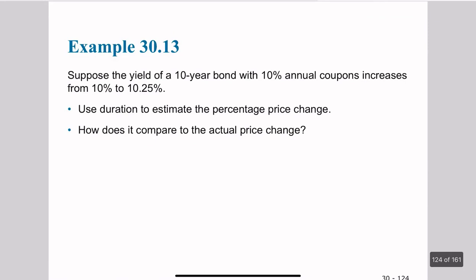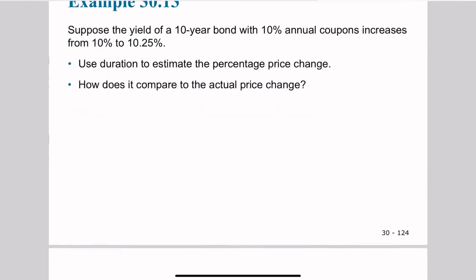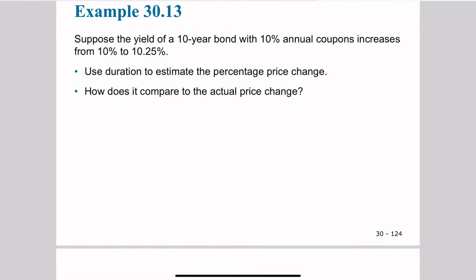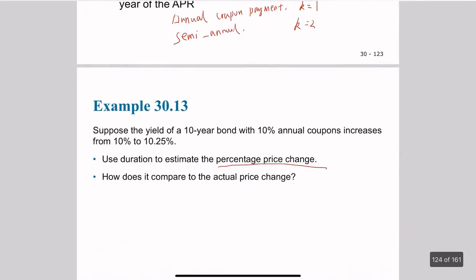Okay, let's look at this example here. Suppose the yield of a 10-year bond with a 10% annual coupon increases from 10% to 10.25%. Use the duration to estimate the percent price change. That's the first question. The second question is, how does your calculation compare to the actual price change? Well, the first one asks about the percent price change, so clearly we want to use the duration formula. That is, the percent price change equals minus duration times the change in the interest rate divided by 1 plus interest rate times K.